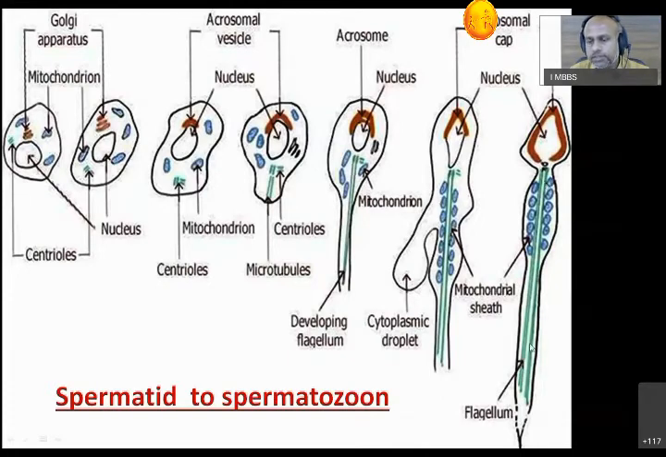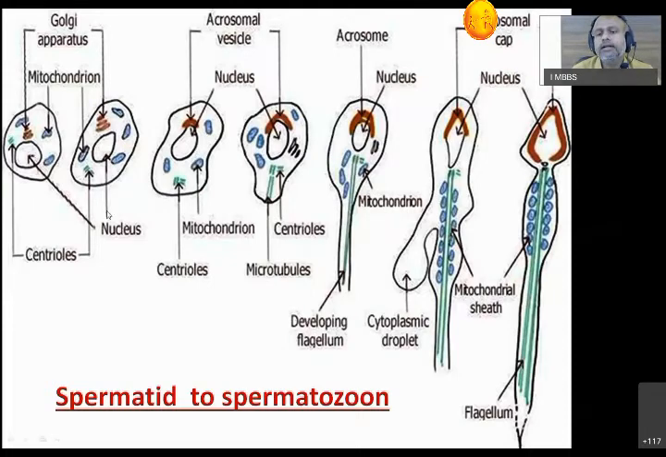The microtubules are arranged in the center. The distal and proximal centrioles move apart from each other, and the tail is formed. Surrounding the middle piece of the sperm you have the mitochondria. The purpose of the mitochondria is the formation of ATP, and ATP will provide energy for the flagellar movement, the swimming of sperm in the female genital tract. The sperms are fully motile once they are ejaculated from the epididymis.